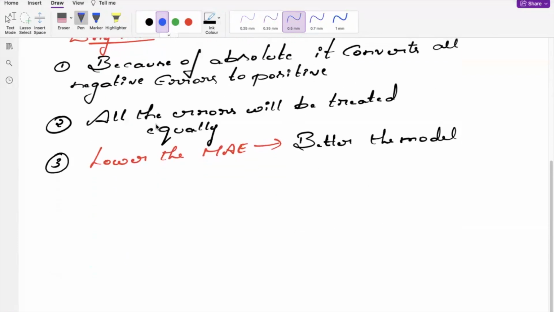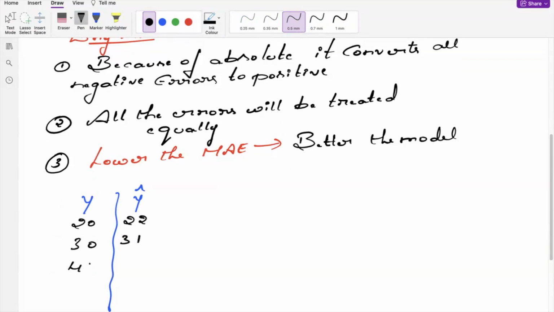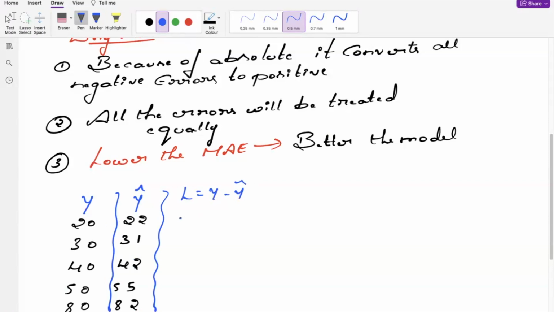For example, let's see how MAE is calculated. Let's say you have an actual value and a predicted value, let's take marks. Actual marks are 20, predicted 22; 30, 31; 40, 42; 50, 55; 80, 82. In order to calculate MAE, the model first finds the error, the loss: actual minus predicted, y minus y hat. So you'll get the differences: 20 minus 22 is minus 2, minus 1, minus 2, minus 5, and again minus 2.